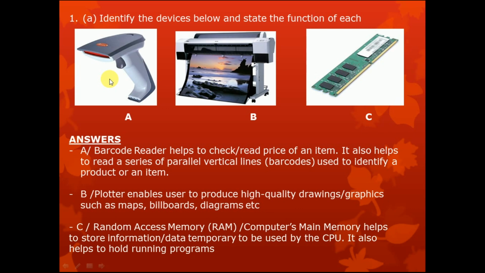For example, when you go to a place like ShopRite, Melcom, Junction Mall, and all those places, they have this kind of scanner that they use to scan the product. It's called the barcode reader. So it helps to check or read price of an item. It also helps to read a series of parallel vertical lines, the barcodes used to identify a product or an item.